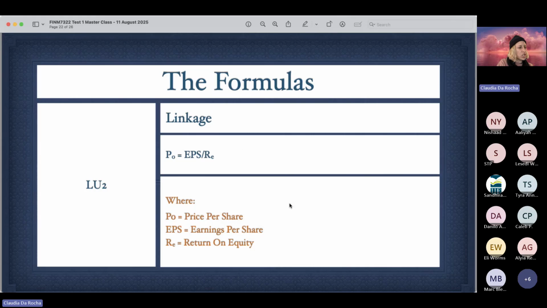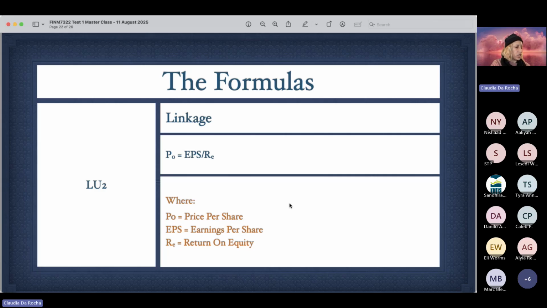Then we have linkage. Linkage is the last part of this learning unit. There are also some graphs in this learning unit that we must at least know. The one we must know, I will run through quickly once we've done all the mural stuff. There is definitely a graph, and again, you've got to know how to draw it and how to interpret it for test one.